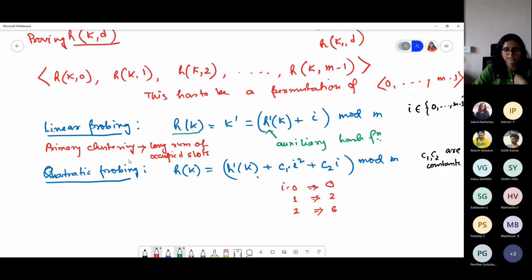In such a case, if one key has a hash value mapped to 2, it will be mapped here. It may try again for 6, which is already occupied, then again try for 8, which might be already occupied. So some kind of consecutive runs of occupied slots might happen for quadratic probing also. This is called secondary clustering.